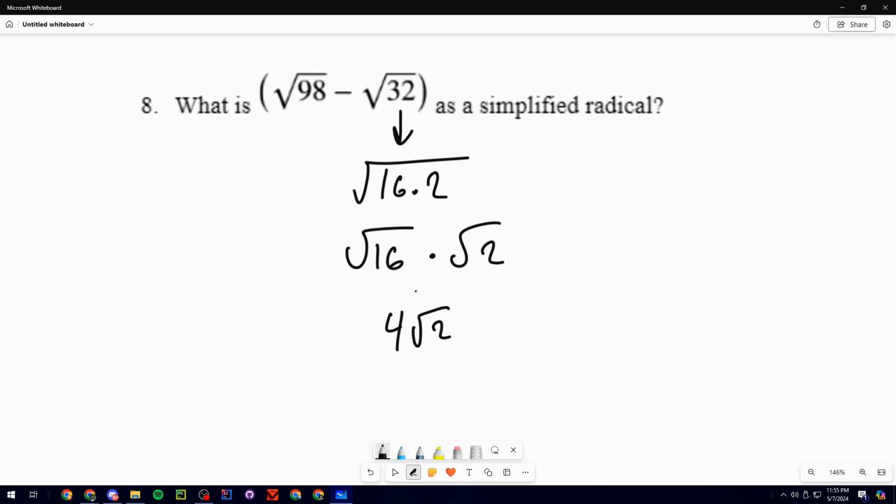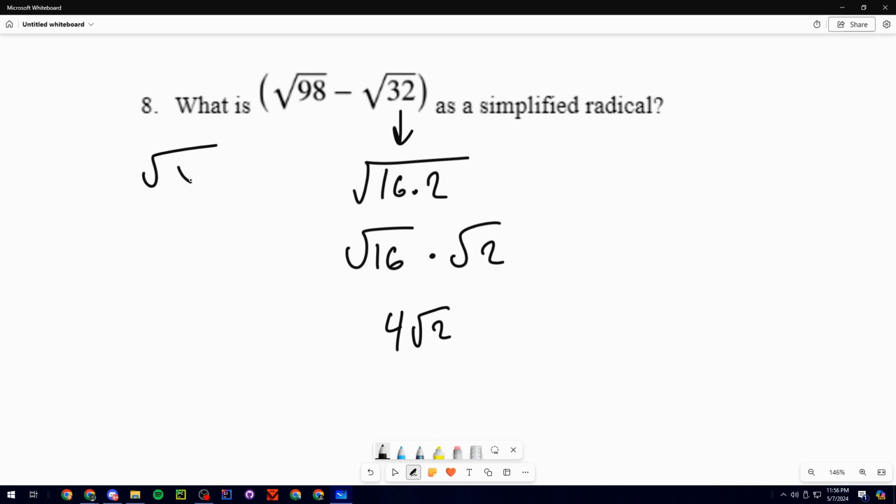Now, the reason I did the 32 first was because, first of all, it's easier. It's a small number. Second of all, it's a root 2. That means that if I want to combine these two and make it a simple radical with only one radical instead of two radicals, I need to turn it into something with a root 2. That's just foresight and planning ahead. Because with 98, I didn't know if it simplifies down into a root 2. Now I know.